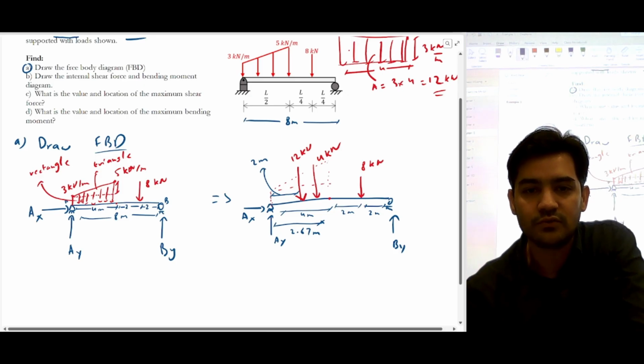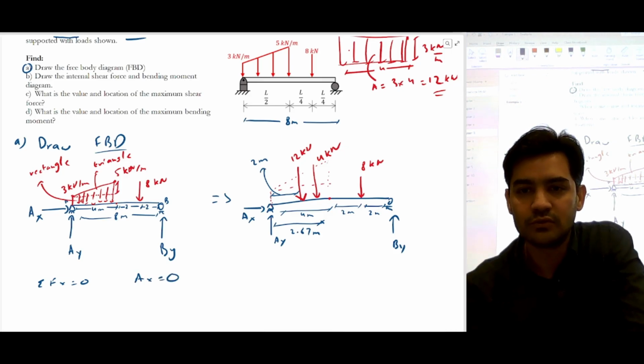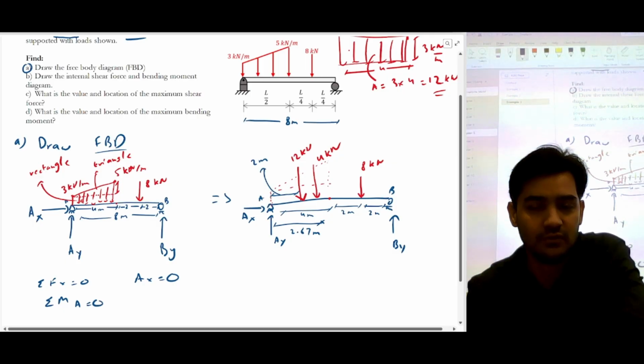So now let's try to calculate the reaction. If you do summation of Fx equal to 0, you're going to get Ax equal to 0. So I'm going to do, this is point A, this is point B. I'm going to do summation of moment at A equal to 0.